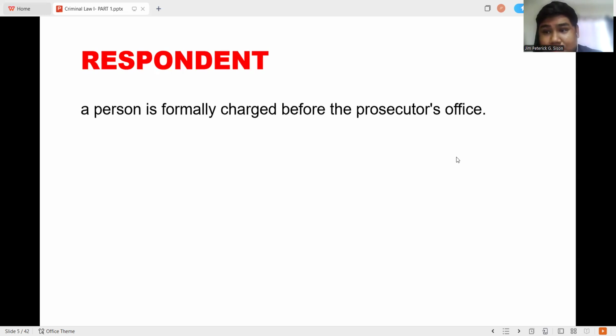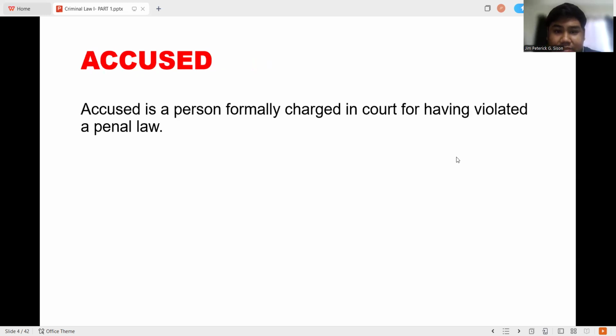For the law enforcement pillar, the persons arrested by the police officers are called suspects. Under the prosecution pillar, those persons formally charged before the prosecutor's office are called respondents. And once the respondent is formally charged in court, he is now called an accused. And once he is convicted by the court, he is called a criminal under the correction pillar.